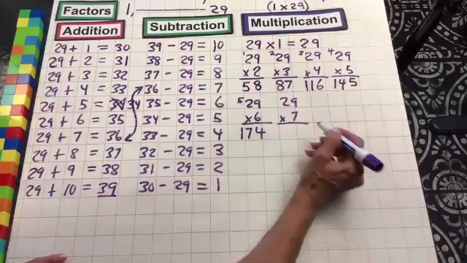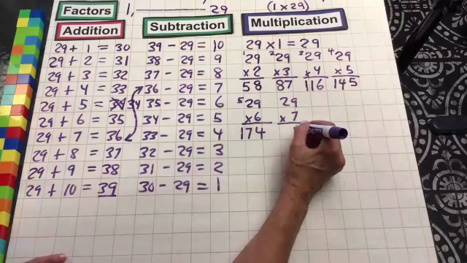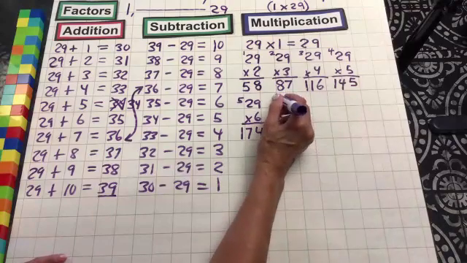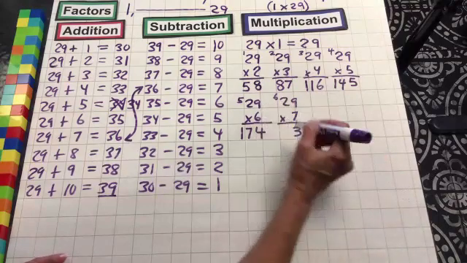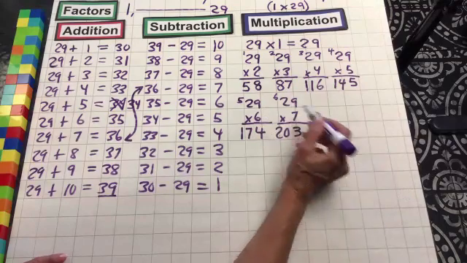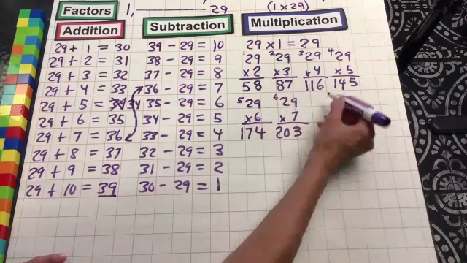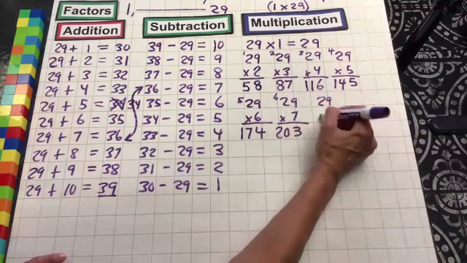7 times 9 is 63. Drop the 3, carry the 6. 7 times 2 is 14. 14 plus 6 is 20. So 7 29s is 203. 29 times 8.